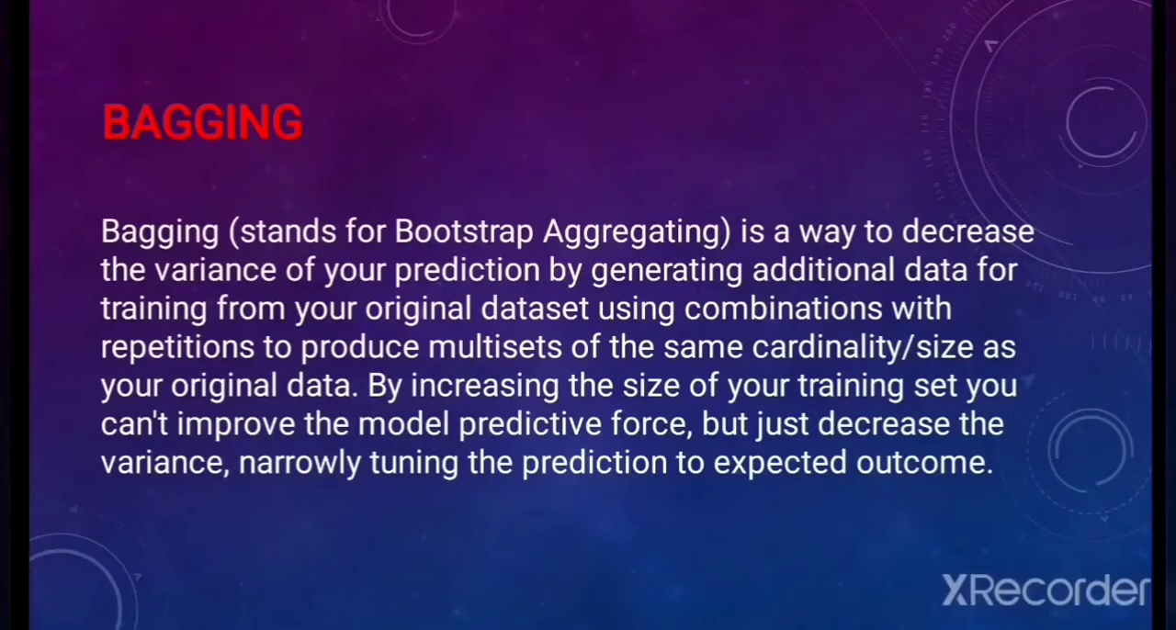Bagging. Bagging stands for bootstrap aggregating. It is a way to decrease the variance of your prediction by generating additional data for training from your original dataset, using combinations with repetitions to produce a multi-set of the same cardinality or size as your original data. By increasing the size of your training set, you cannot improve the model's predictive force, but just decrease the variance narrowly, tuning the prediction to the expected outcome.